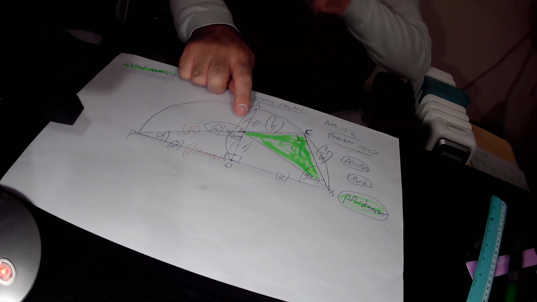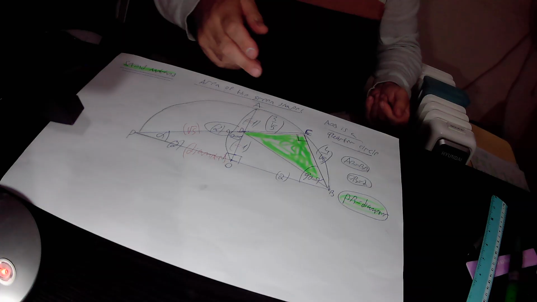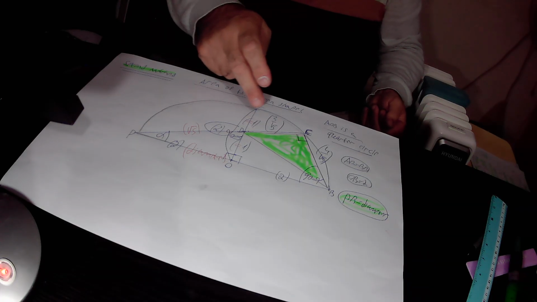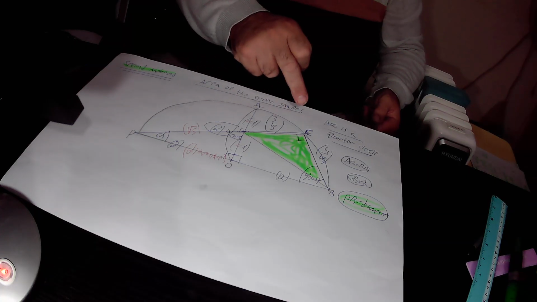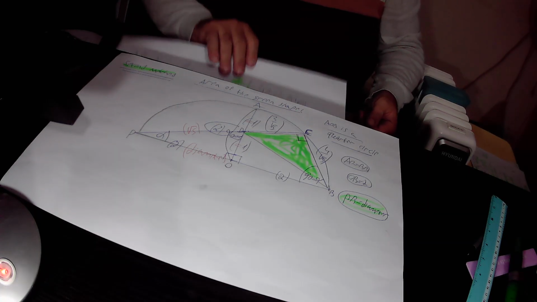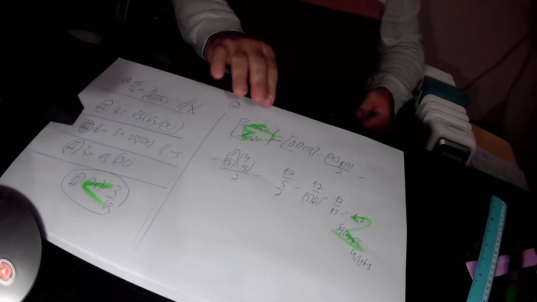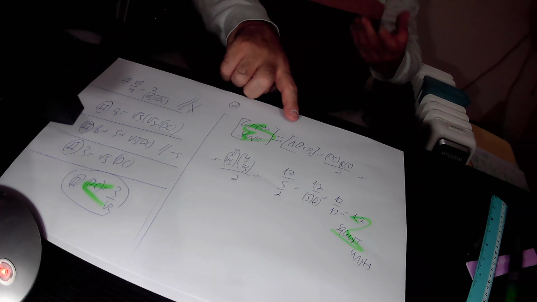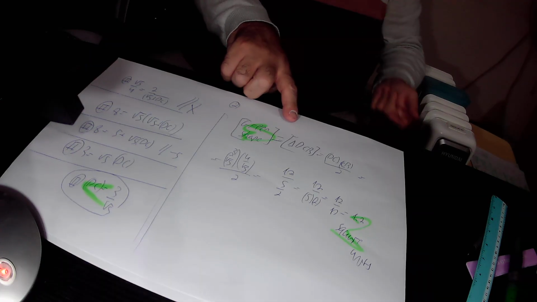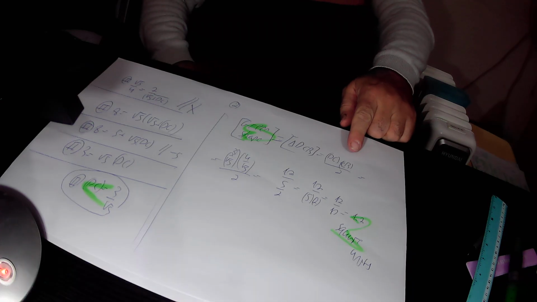Our task is to find out the area of this green shape. The area of the green shape equals the area of the green right triangle DCB. The green shape is the right triangle DCB, so we have to find out its area. The area of the green right triangle DCB equals the base DC times the height CB over 2.